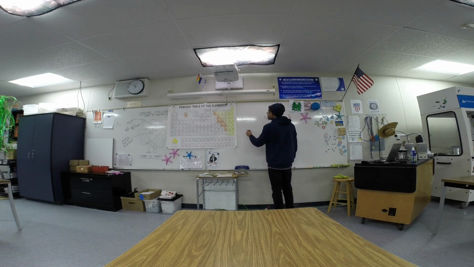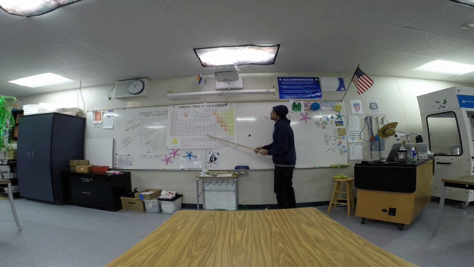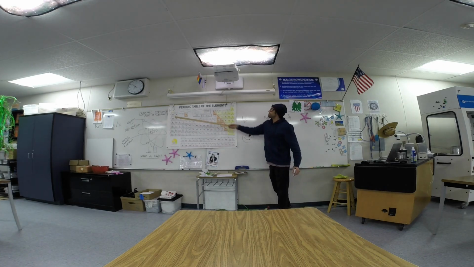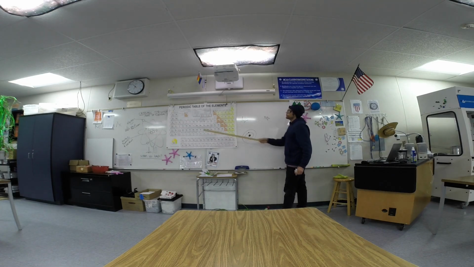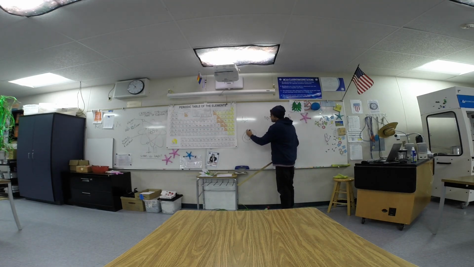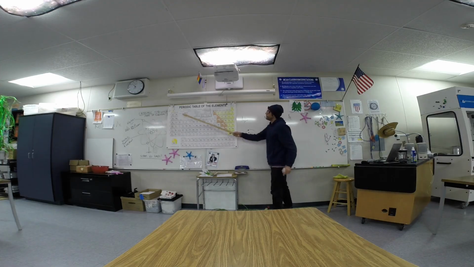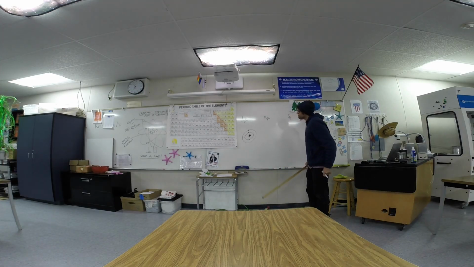So lithium is in the second row, so that means 2 rings. You know that the first row has 2 occupied columns, so 2 electrons can fit in that first row. We're in the first column, so that means 1 electron in the outer orbital.